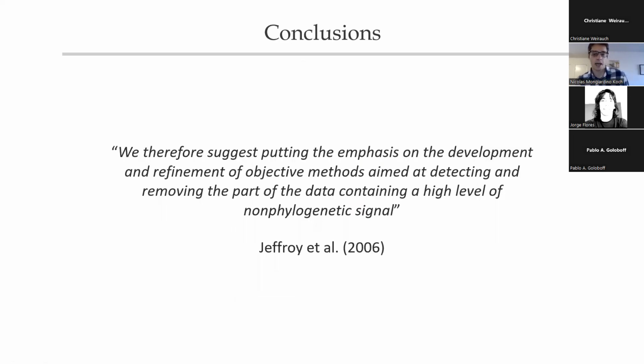And so to end my talk, I'm going to go back to this paper that was published more than 15 years ago. And they say that we therefore suggest putting the emphasis on the development and refinement of objective methods aimed at detecting and removing the part of the data containing a high level of non-phylogenetic signal. And in the last 15 years, there's been minimal to no progress into developing these objective methods.